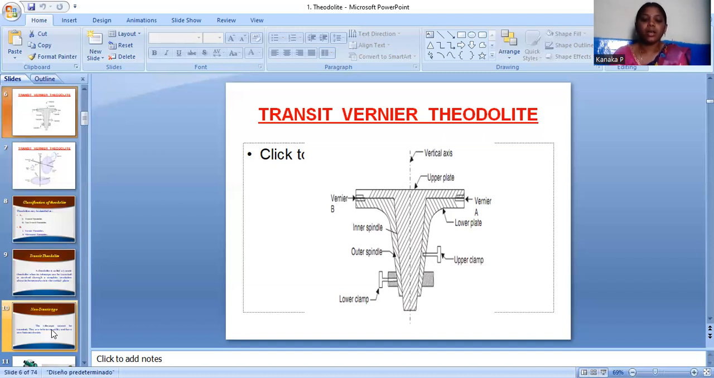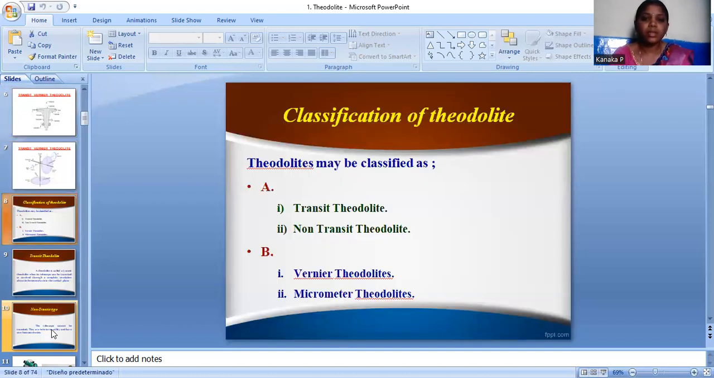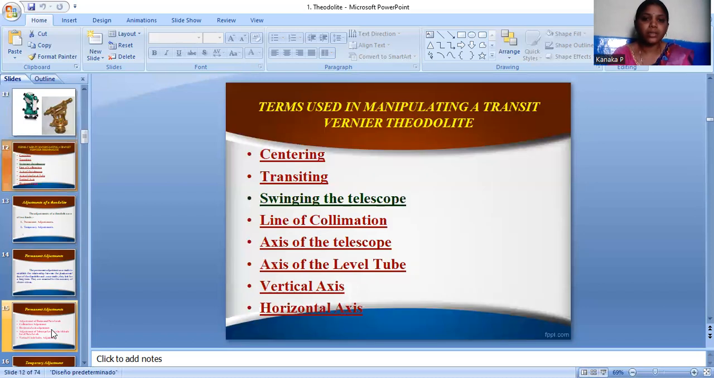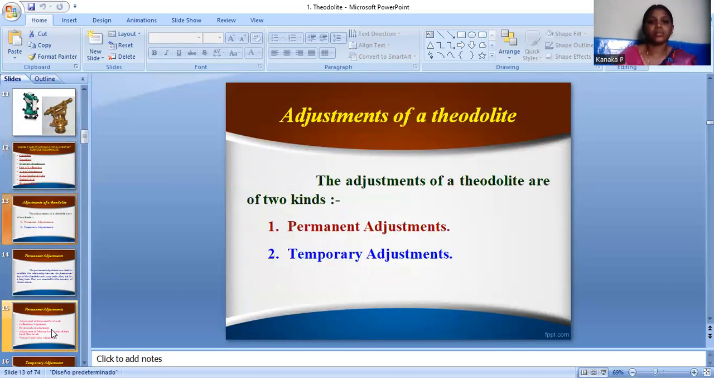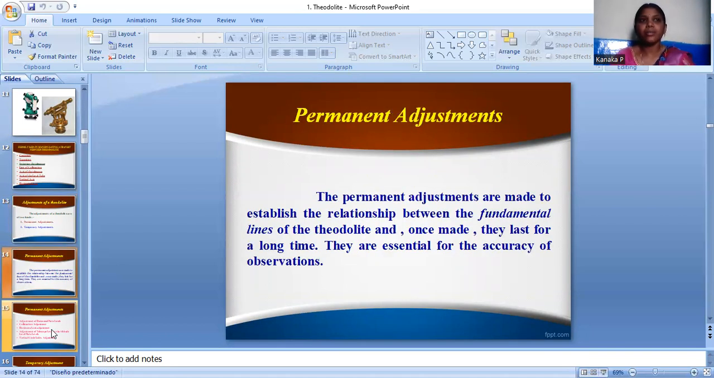Next one is temporary adjustments of theodolite. The adjustments of the theodolite are of two kinds. First one is permanent adjustments. Second one is temporary adjustments. Permanent adjustments are made to establish the relationship between the fundamental lines of theodolite, and once made, they last for a long time. They are essential for the accuracy of observations.